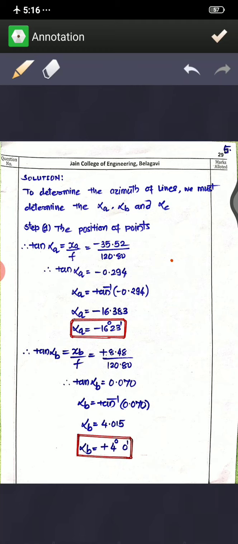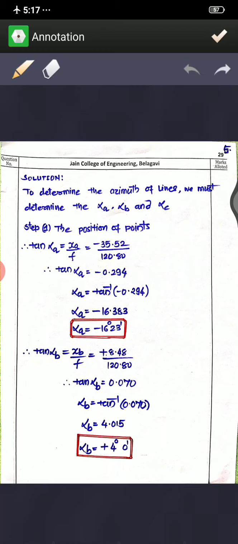So here, from the position, tan alpha A is equal to XA by F. You can take the reference of derivation 1, right. In derivation 1 we got the horizontal angles tan alpha A and tan alpha B. So tan alpha A is equal to XA by F. XA is minus 35.52 divided by 120.80. XA is given for A's location, right. XA is known, and F is also given, that is 120.80.